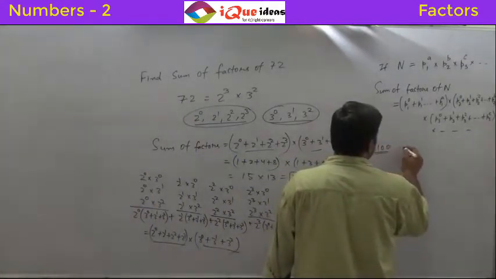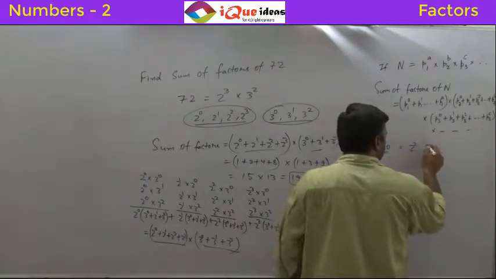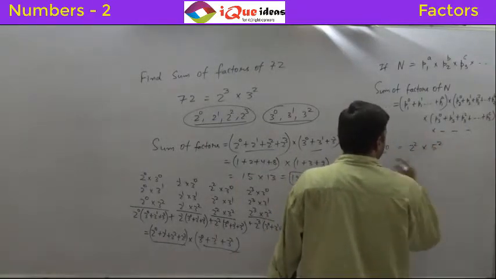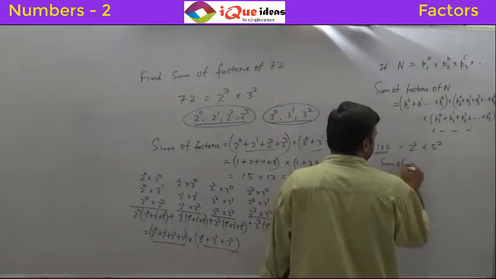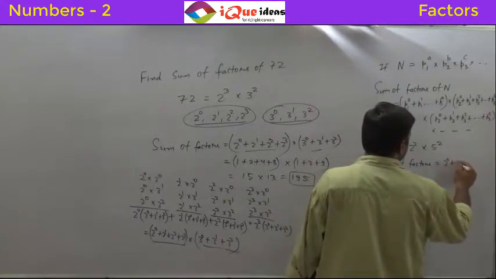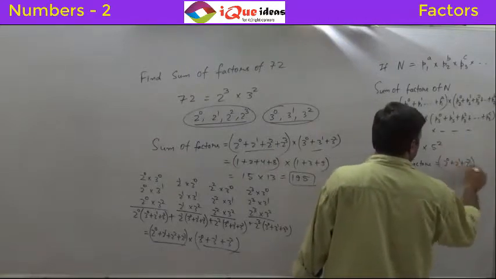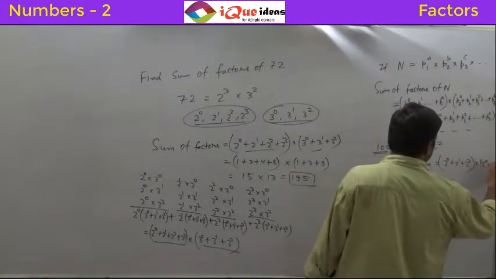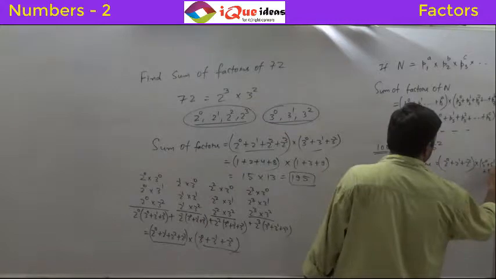So, the sum of factors of 100. First we factorize 100, we get 2 square into 5 square. So the sum of factors would be equal to 2 raised to 0 plus 2 raised to 1 plus 2 raised to 2, into 5 raised to 0 plus 5 raised to 1 plus 5 raised to 2.